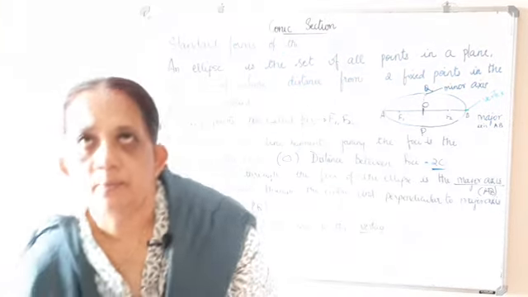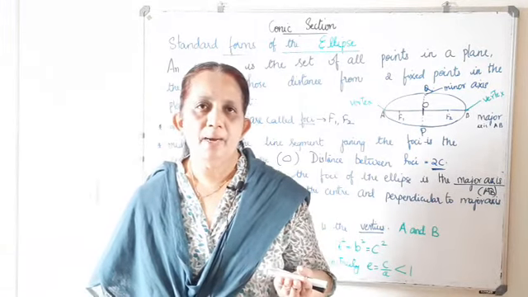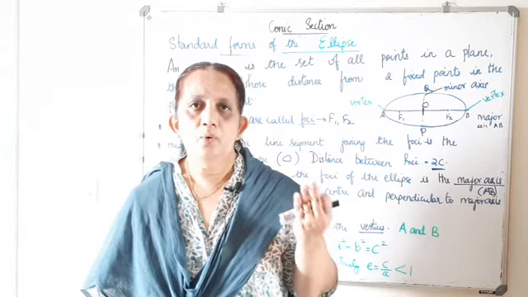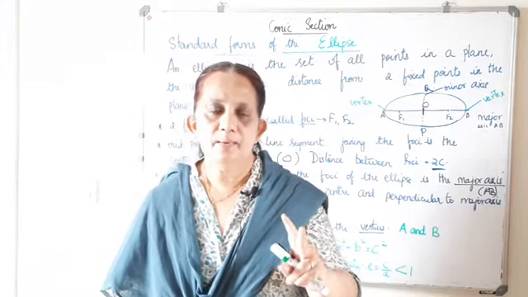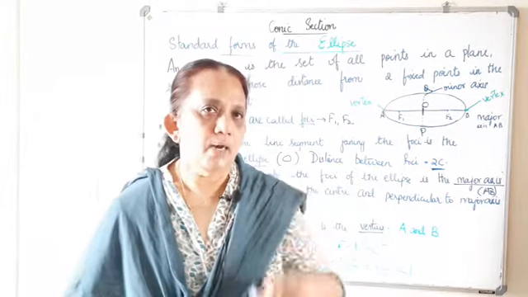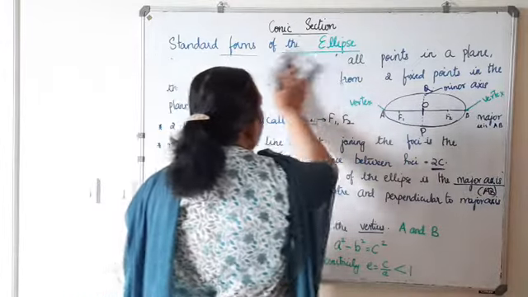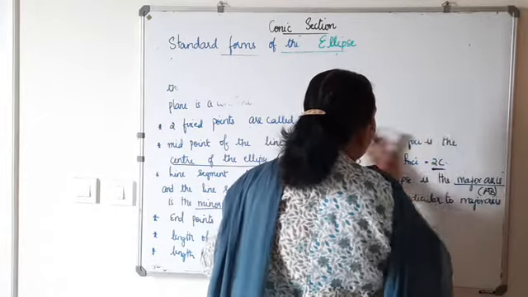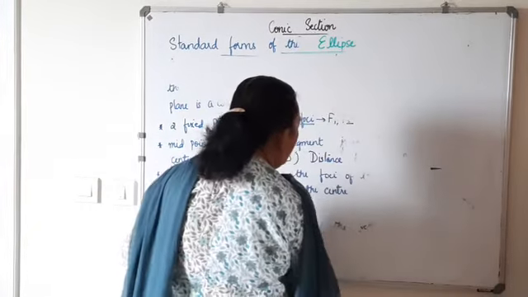Now, when we considered the parabola, we considered 4 standard types: opening to the left, opening to the right, opening up, opening down. In the same way, we have to consider 2 types of ellipse: the major axis along the x-axis and the major axis along the y-axis. Next we consider the standard forms of the ellipse.